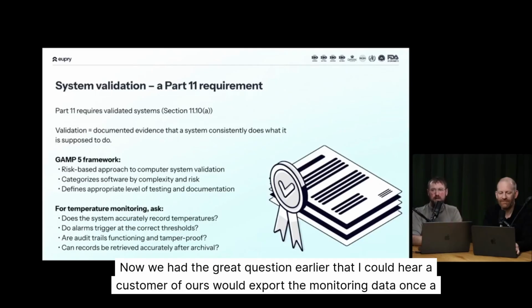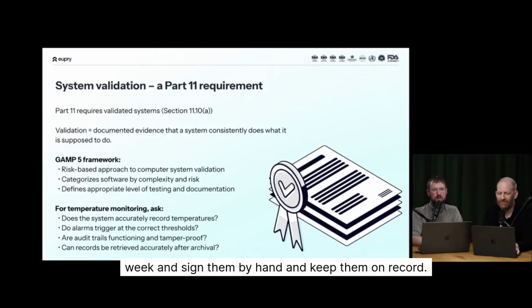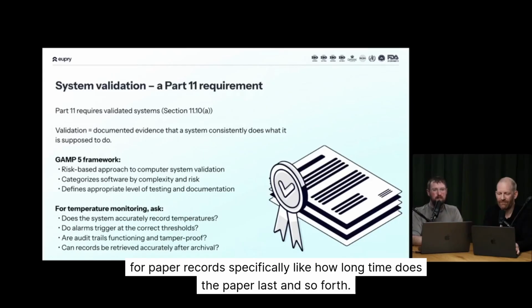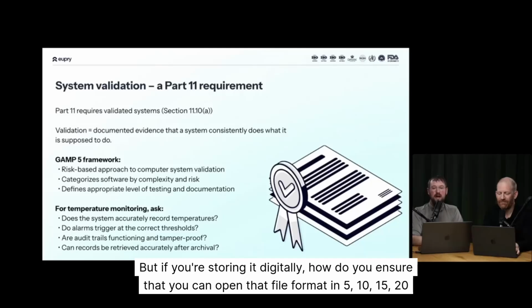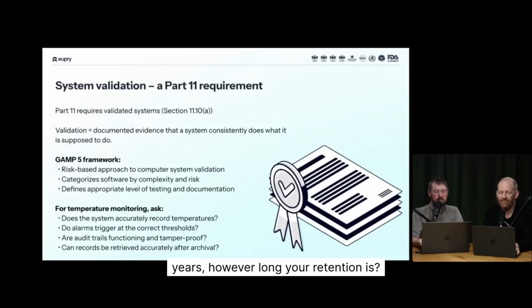Now, we had the great question earlier that I could hear, a customer of ours would export the monitoring data once a week and sign them by hand and keep them on record. For paper records, specifically, how long does the paper last and so forth. But if you're storing it digitally, how do you ensure that you can open that file format in 5, 10, 15, 20 years, however long your retention is?